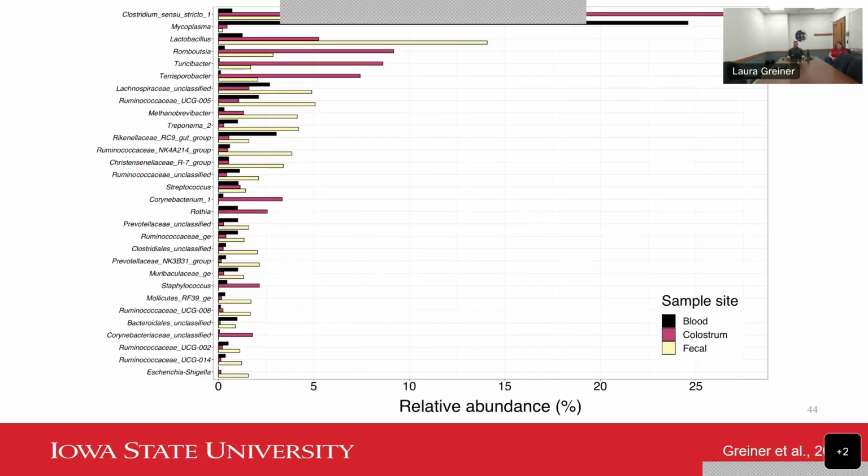This is just an example of what those data might look like after we've assigned taxonomies. We'll look at relative abundance of those different organisms, relative abundance being the percent of the sequences that were represented by those organisms. Here at the genus level, we see the top 30 different genera in different sample locations within the animal. And then from there, we could do some statistical analysis to determine differences in presence of individual bacteria.